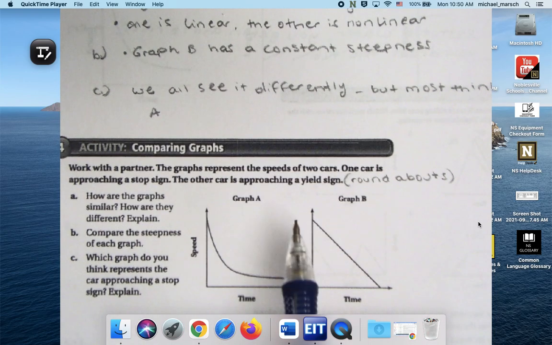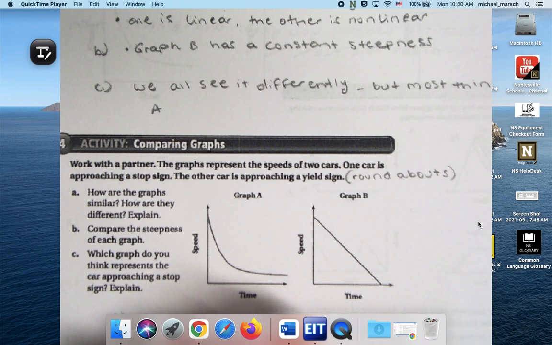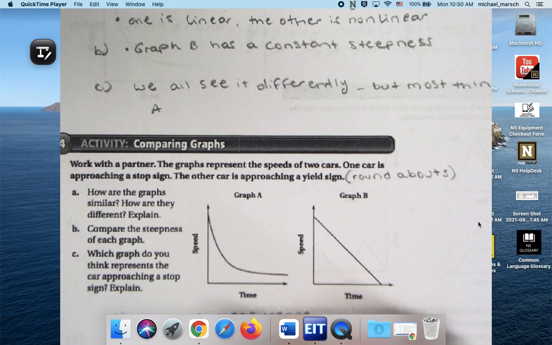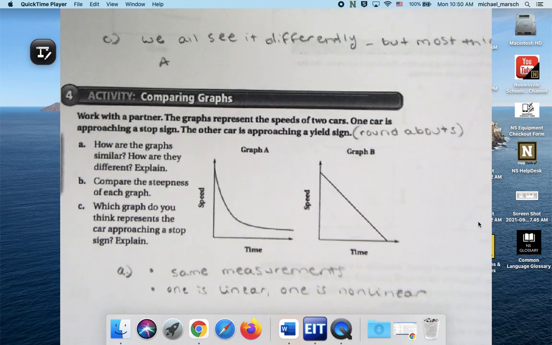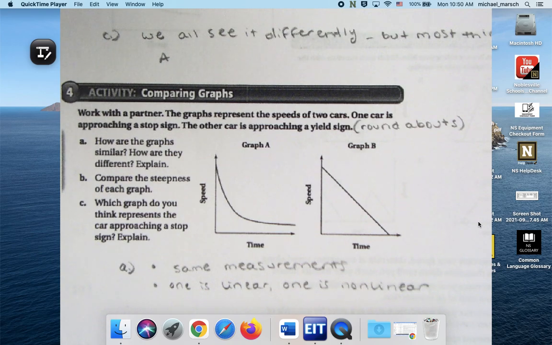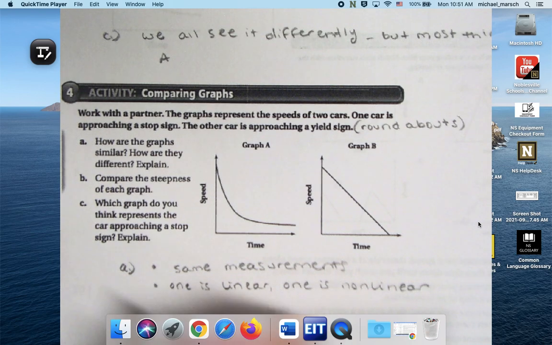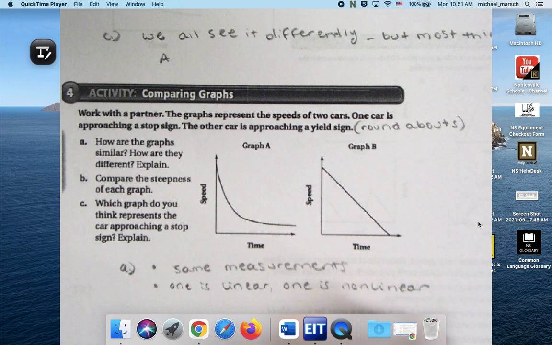So this is kind of like the one we just did. How are the graphs similar? How are they different? Same measurements, one is linear, one is constant. Only this time they are decreasing, rather than increasing. Graph B is constant again. Okay. We know that by that straight line.